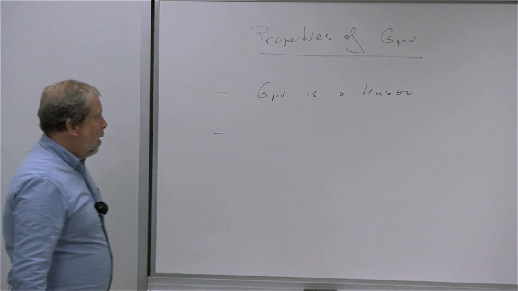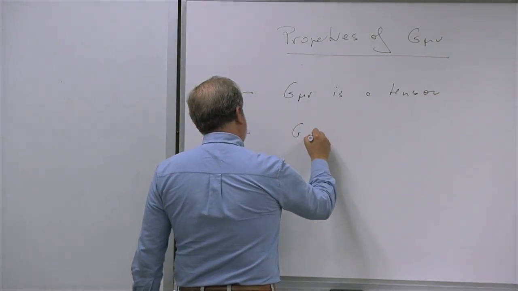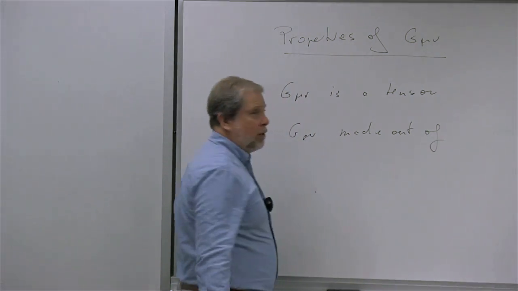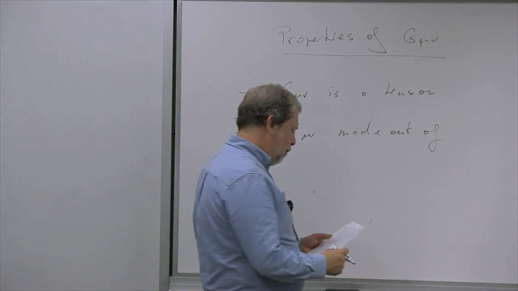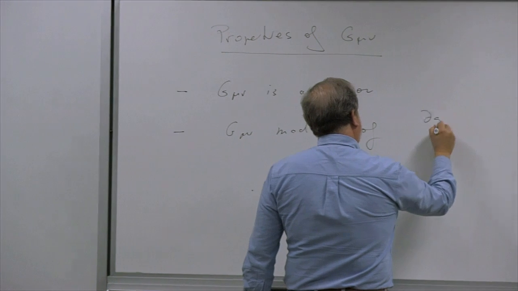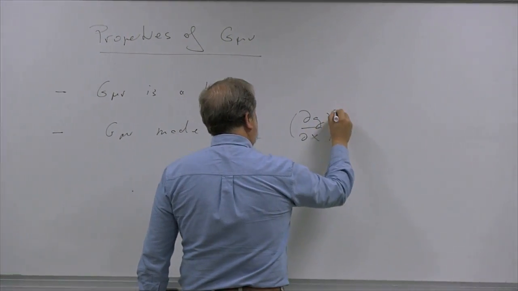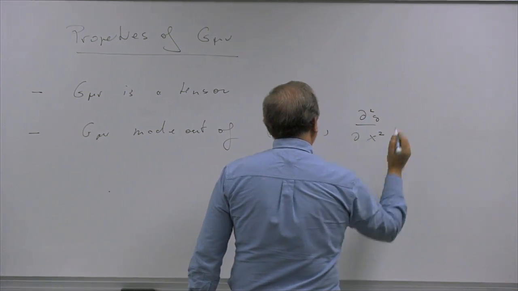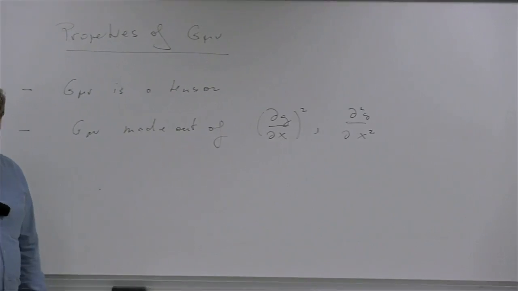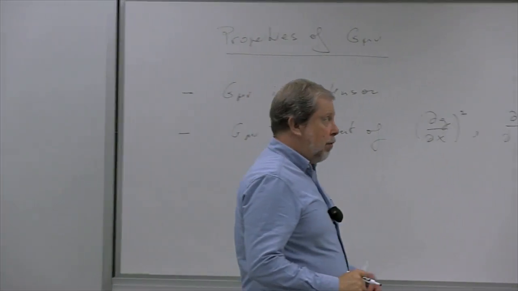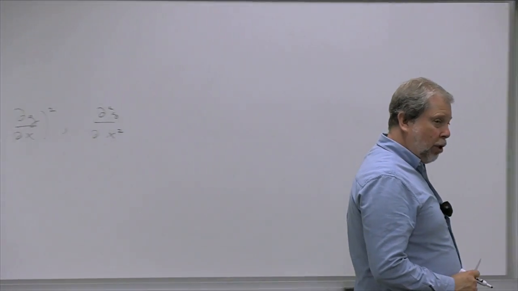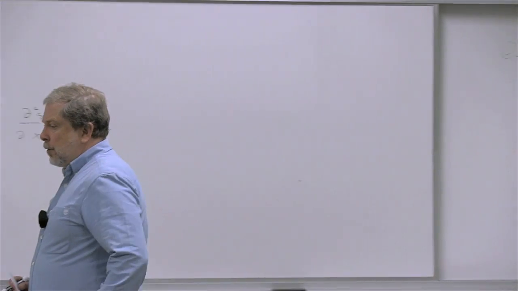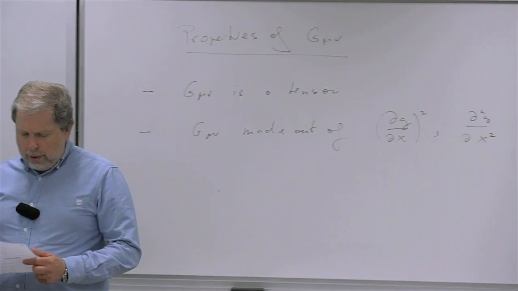Also, we will assume that G mu nu is made out of derivatives of the metric. In fact, we're going to talk about first and second derivatives of the metric. So it will contain things like dg by dx squared and the second derivative of g with respect to x squared, and no higher derivatives. That follows from the fact that the original Poisson equation has second derivatives with respect to the coordinates. So first and second derivatives of the metric only.